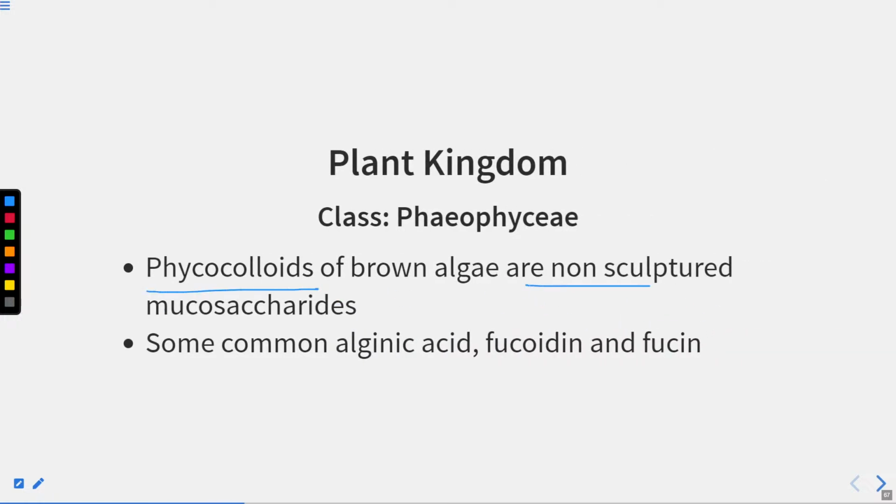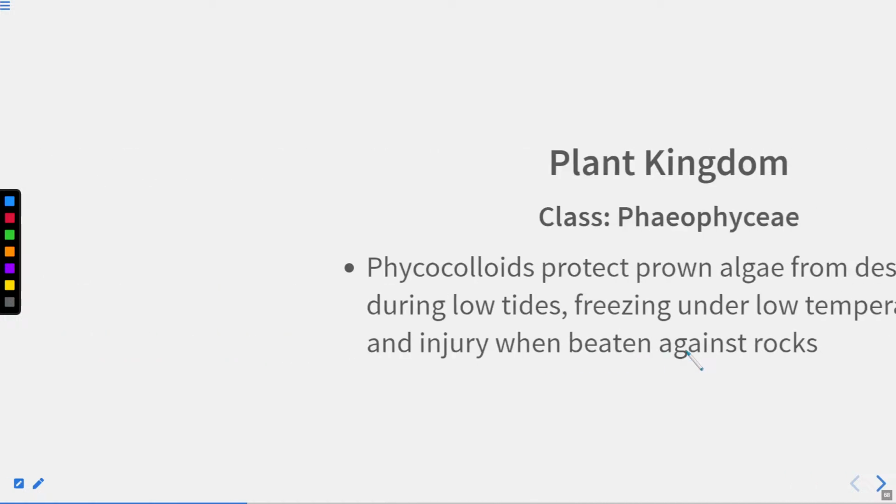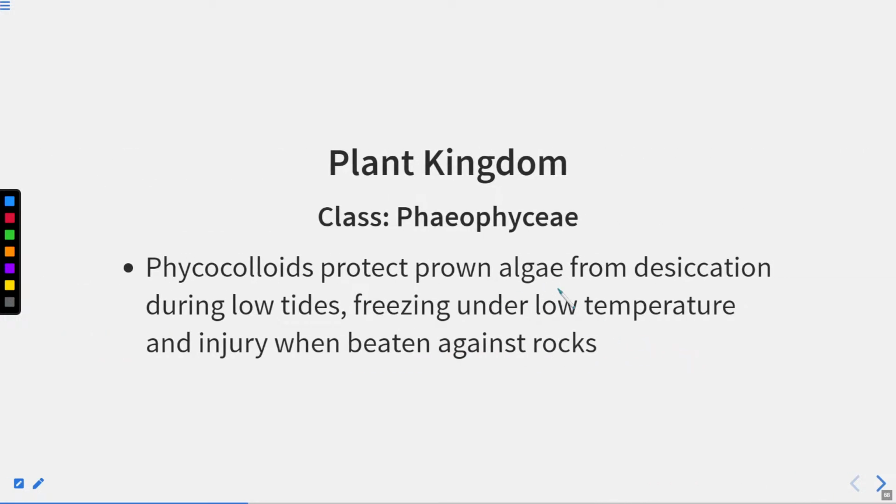Phycocolloids of the brown algae are non-sulphated mucopolysaccharides. Some common ones, such as alginic acid, fucoidan and fucans, are also present. Phycocolloids protect brown algae from desiccation during low tide and from freezing under low temperature. So this is very, very important.